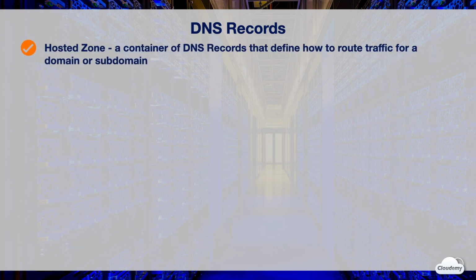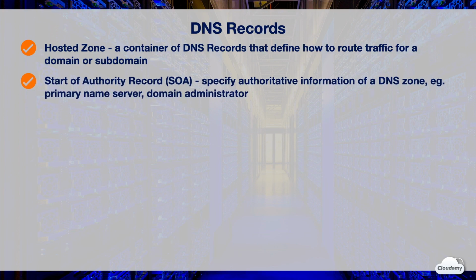A hosted zone is a container of DNS records that define how to route traffic for a domain or subdomain. A DNS record is an object in a hosted zone which contains the routing information, such as the IP address. The Start of Authority, or SOA record, is a special record which specifies authoritative info of a DNS zone, including the primary name server, domain administrator, domain serial number, and timers relating to refreshing the zone.